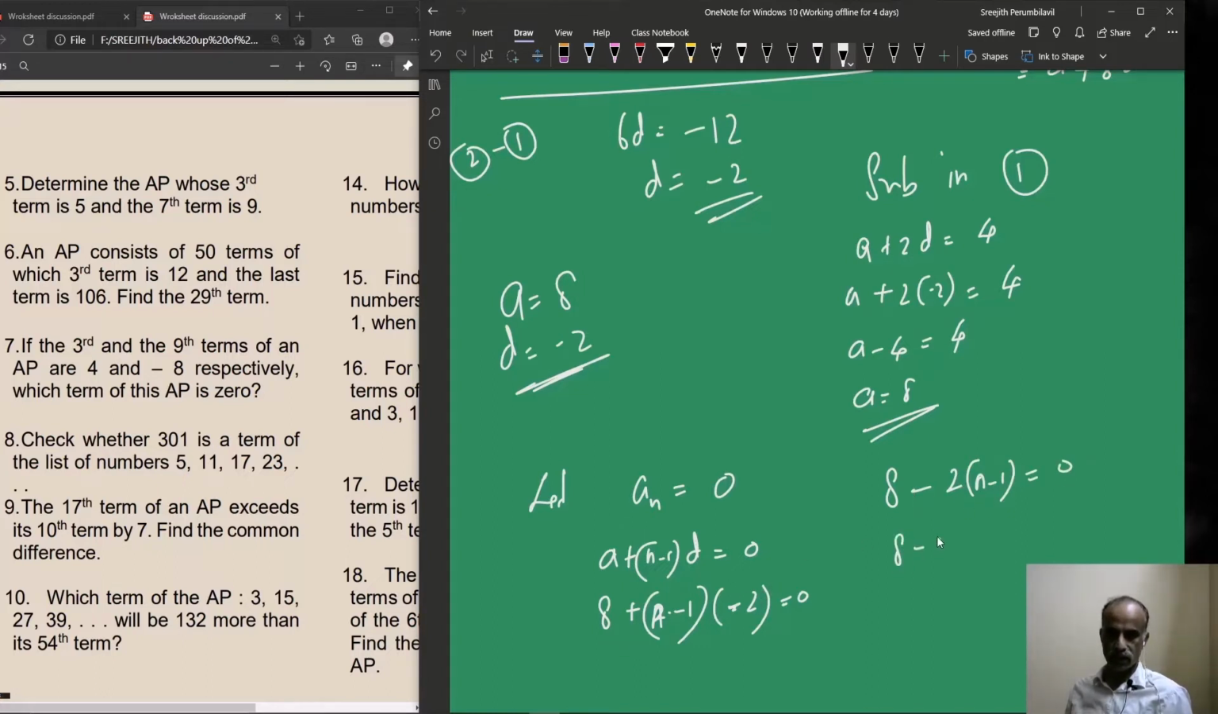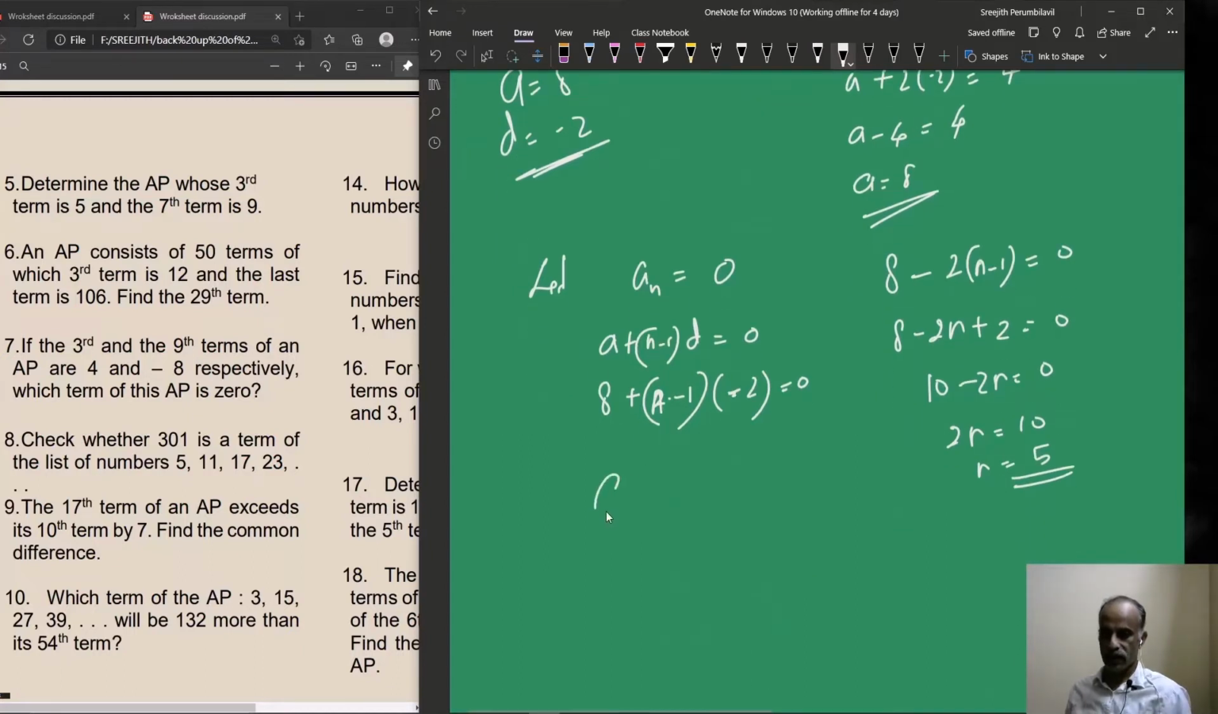So 8 minus 2n plus 2 equal to 0, or 10 minus 2n equal to 0. 2n is equal to 10, or n is equal to 10 by 2, that is equal to 5. Therefore, A5 is equal to 0. The fifth term is equal to 0. That's the meaning of the question.